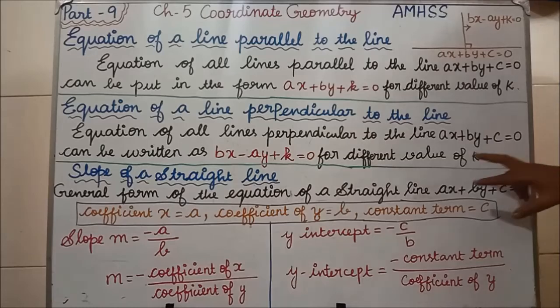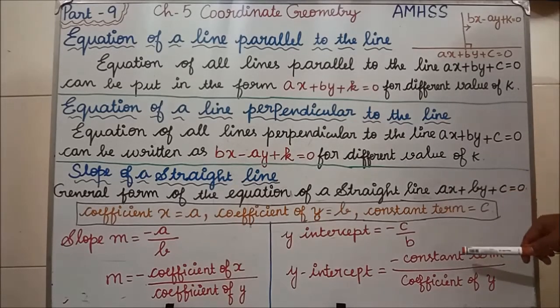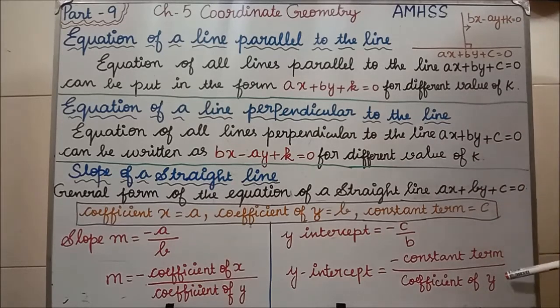Next, in the question they have given an equation and they are asking you to find the y-intercept. The y-intercept is equal to minus c by b. Clear? C means the constant term, so minus the constant term divided by b, the coefficient of y. Either you can use this or you can use the other one. Any one you can use. If you keep one in mind, it is enough.